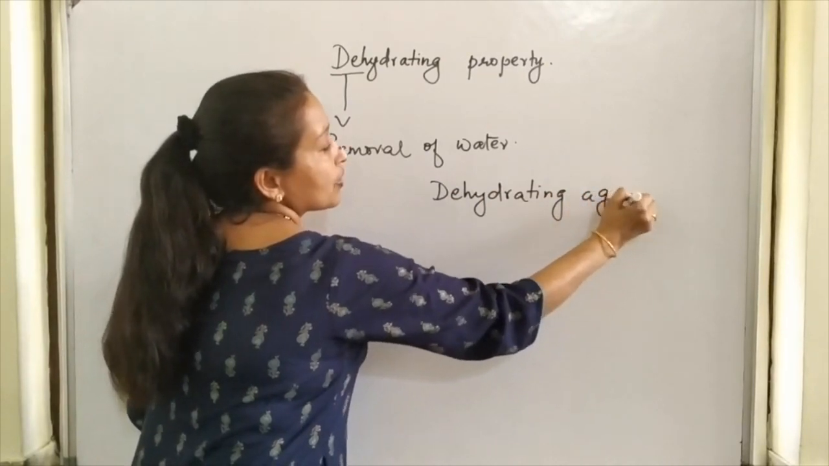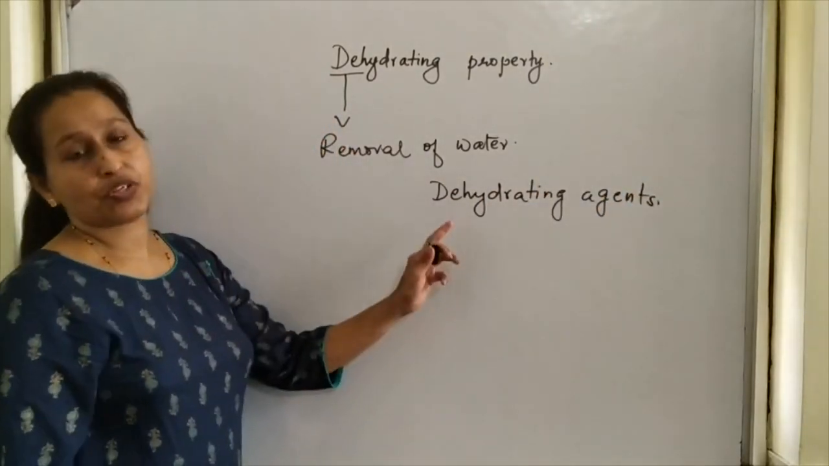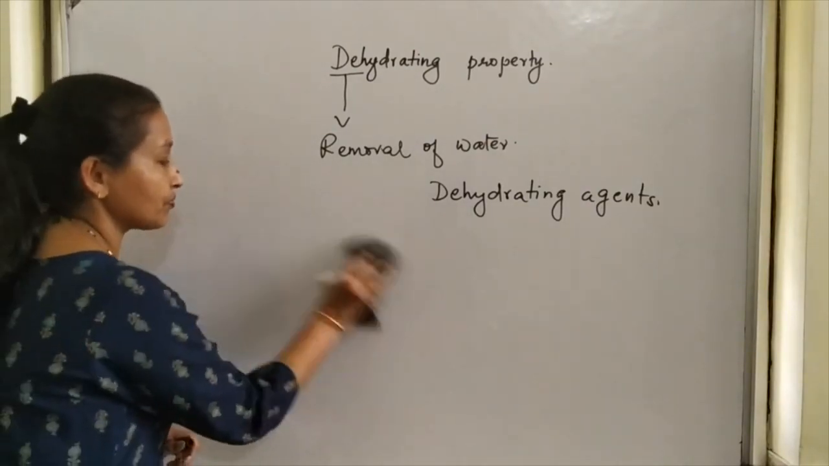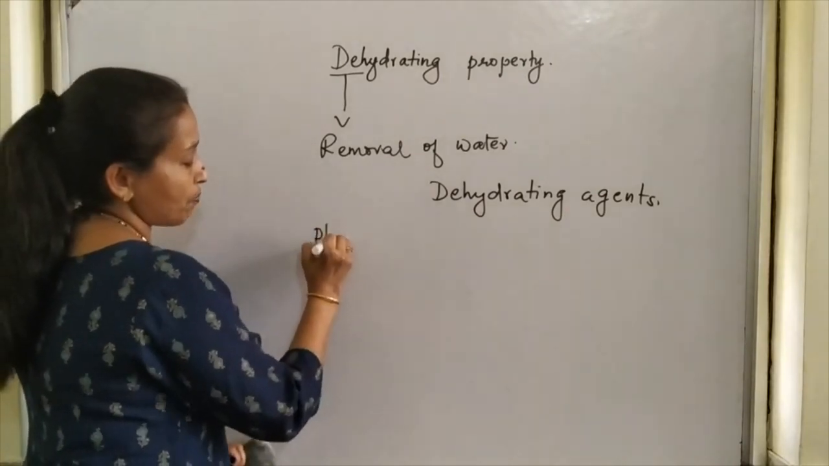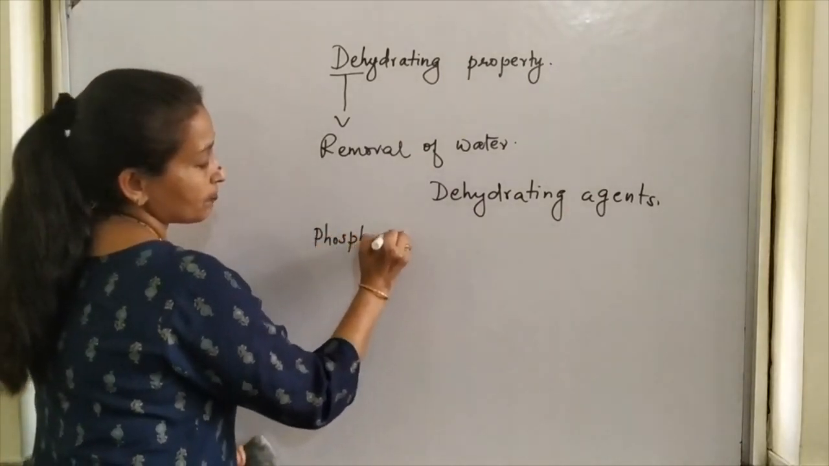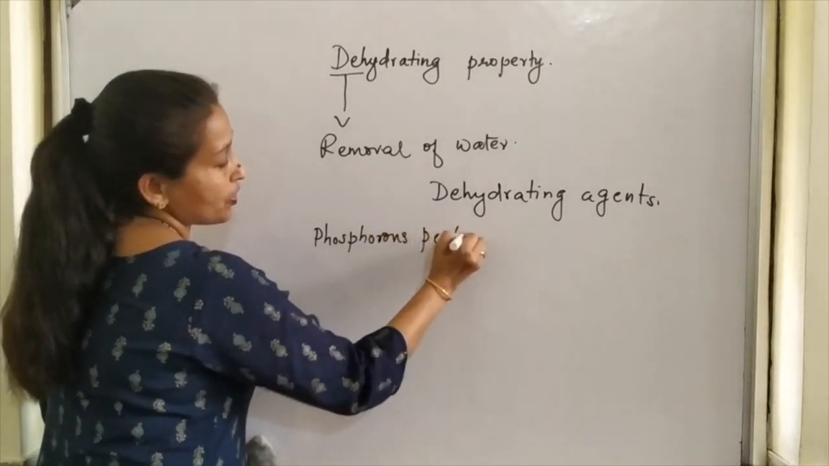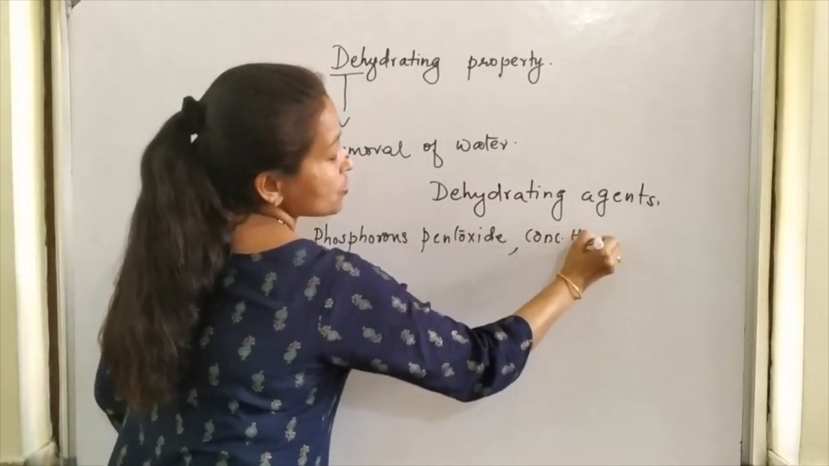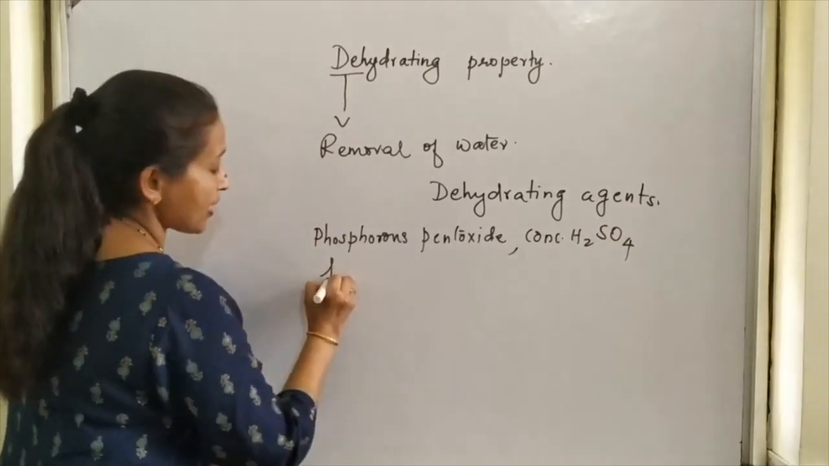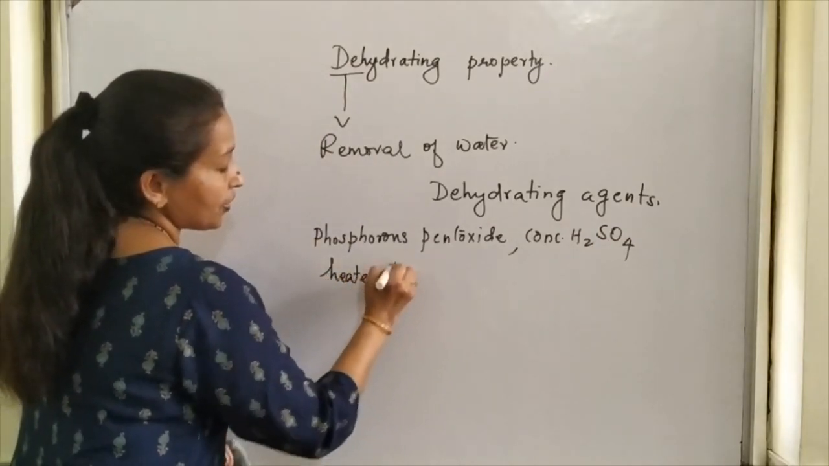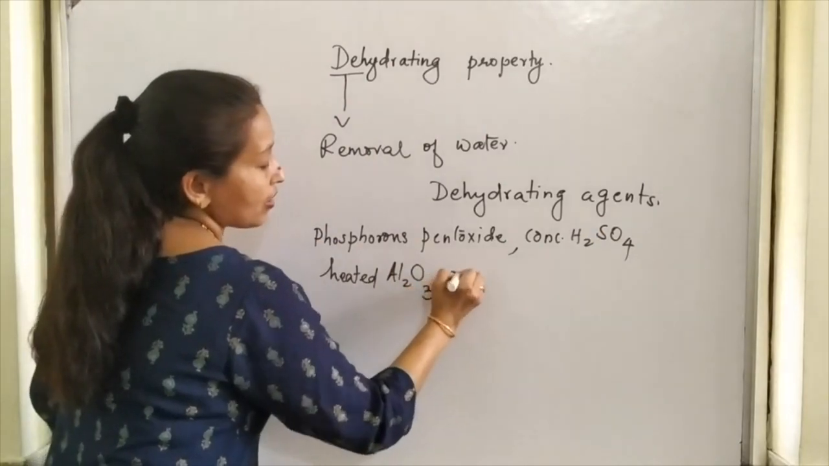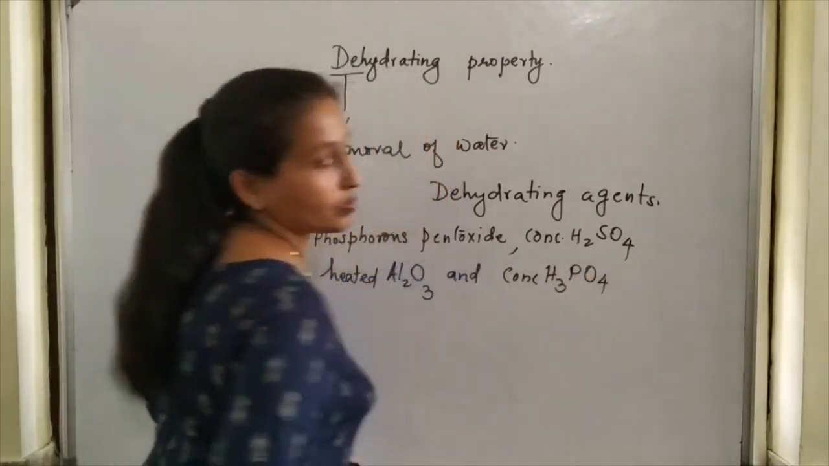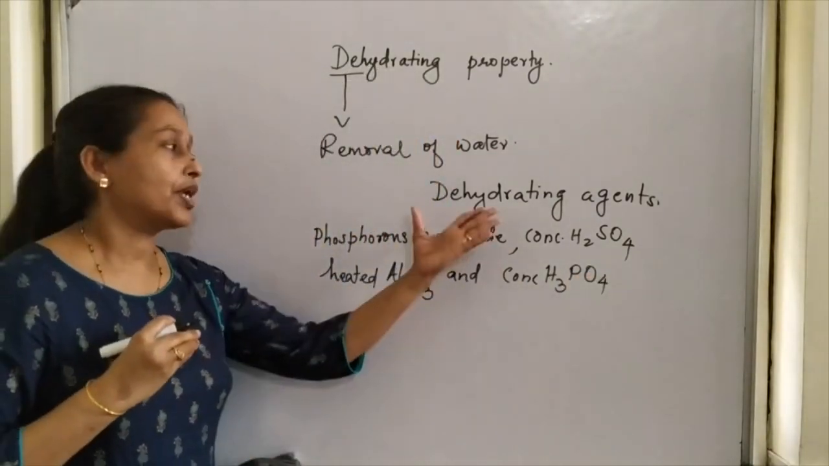Dehydrating agents. Many substances have this property. Some examples are phosphorus pentoxide, concentrated sulfuric acid, heated aluminium oxide, and concentrated phosphoric acid. These are some examples of dehydrating agents.